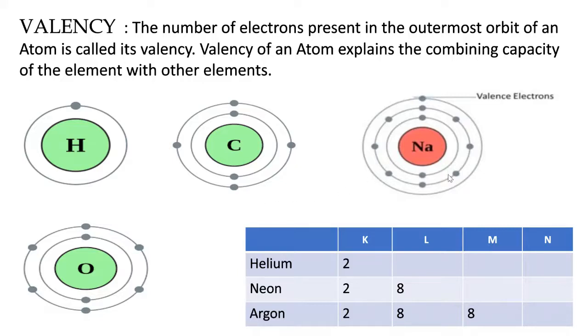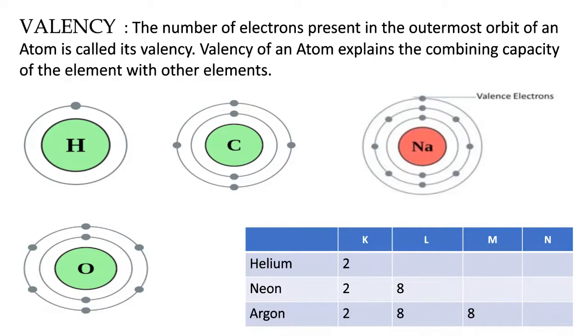Now coming to sodium, the atomic number is 11. So 2 in the first shell, 8 in the second shell. So in all 10 electrons are finished, and the 11th electron goes into the third shell. So you have got only 1 electron in the outermost shell. Since there is only 1 electron in the outermost shell, it is known as your valence electron, and the valency of sodium is 1.